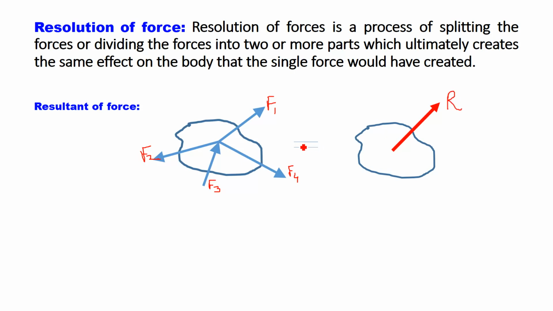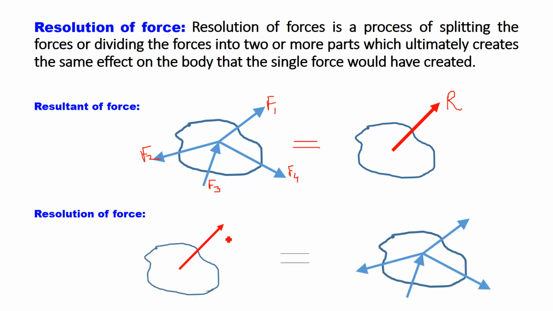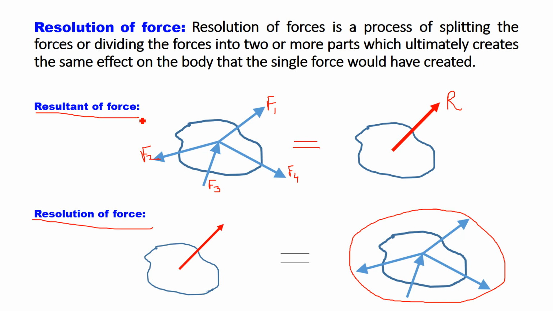So in resultant we are replacing a number of forces by a single force, whereas in resolution of force we are doing exactly the opposite process. We have a single force and we are replacing that single force with a number of components or forces. This is called resolution of force, and the first one is called resultant of force. So we can replace or split one single force into n number of components. That is called resolution of force.